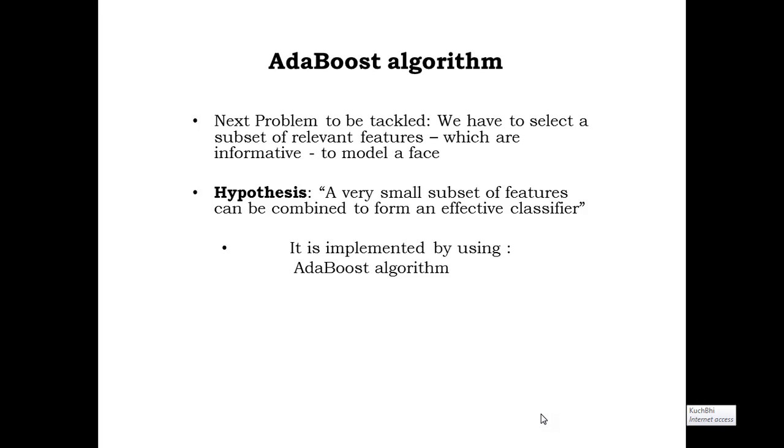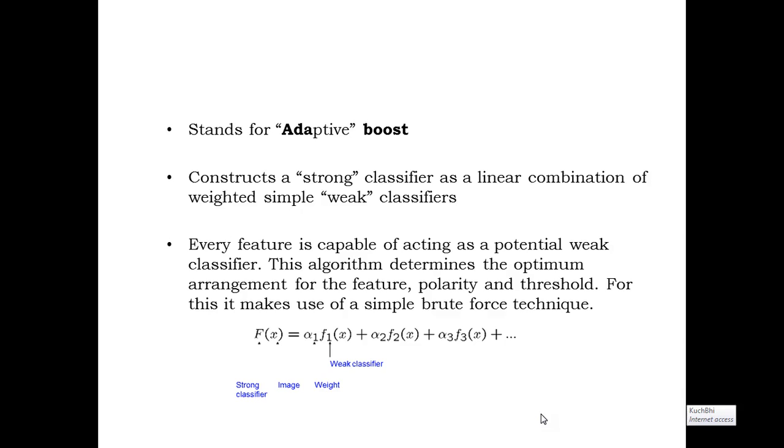It is done by using the AdaBoost algorithm, which stands for adaptive boost. It constructs a strong classifier as a linear combination of weighted simple weak classifiers. In this, every feature is capable of acting as a potential weak classifier. This algorithm determines the optimum arrangement for the feature polarity and threshold. For this, it makes use of a simple brute force technique. Like you can see, a strong classifier is constructed of weak classifiers, which are each representing a single feature.